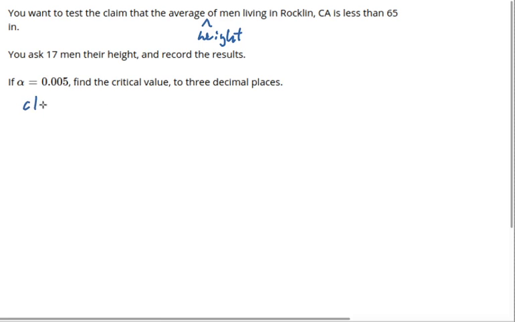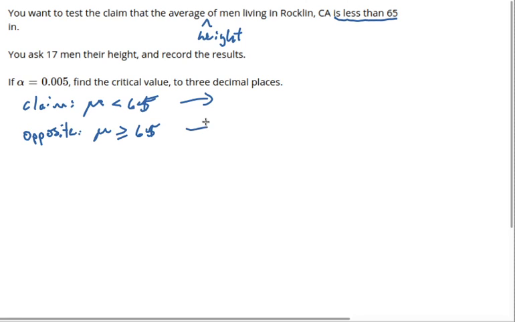So the first thing I'll do is identify the claim. Well, the claim is that the average height is less than 65. So I'm going to say average, mean, is less than 65. Now the opposite of that claim is mu, the mean, is greater than or equal to 65.